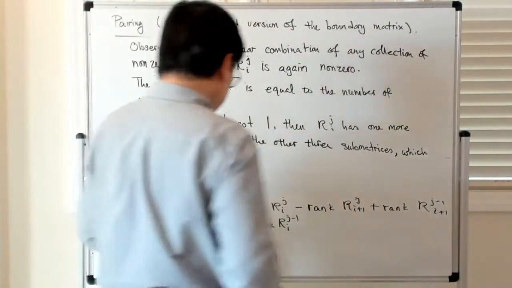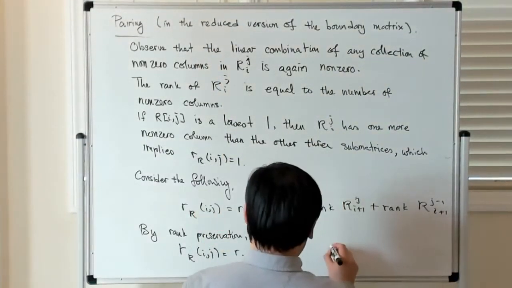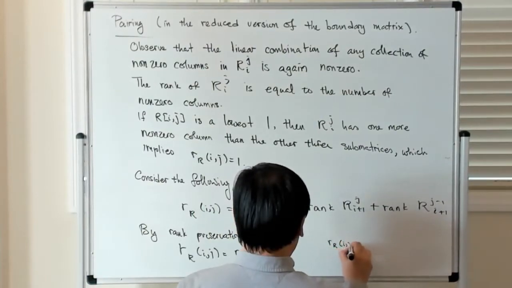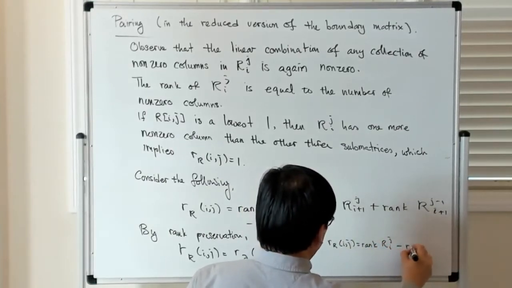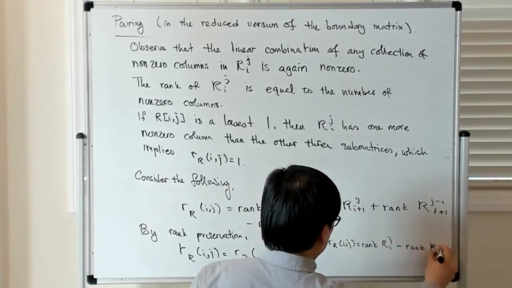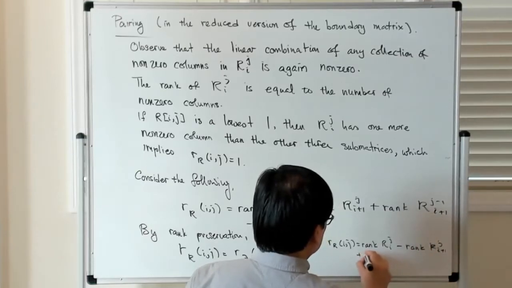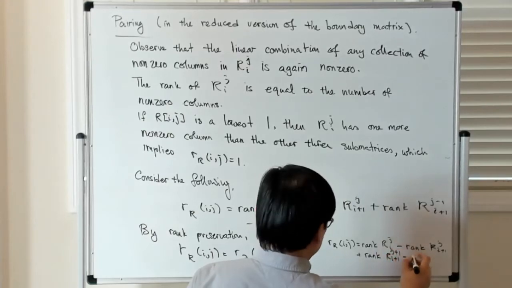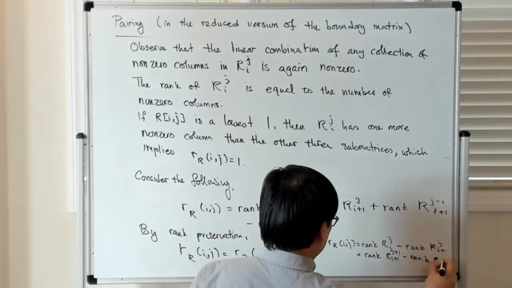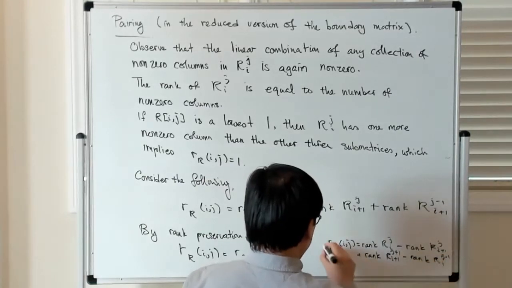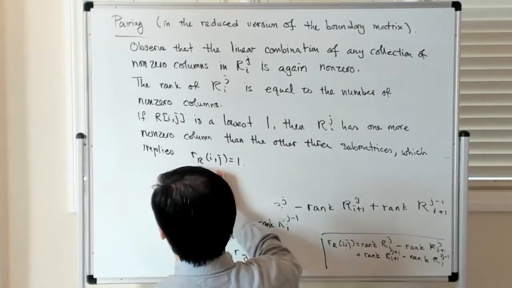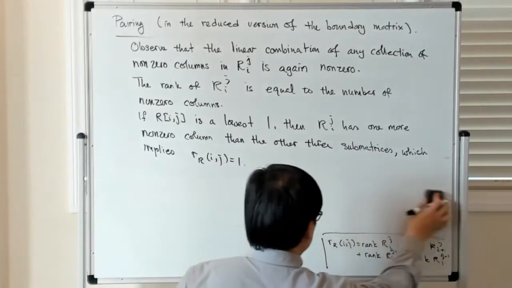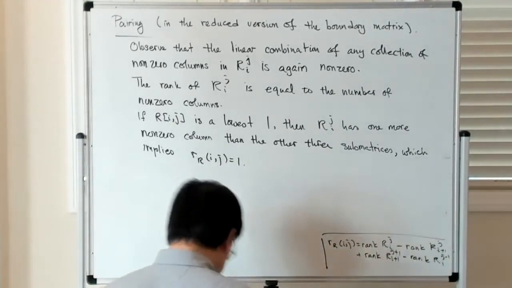Maybe I should write this down somewhere here. So r_ij is equal to the rank of R_ij minus the rank of R_{i+1,j} plus the rank of R_{i+1,j-1} minus the rank of R_{i,j-1}. So that's one of the cases.